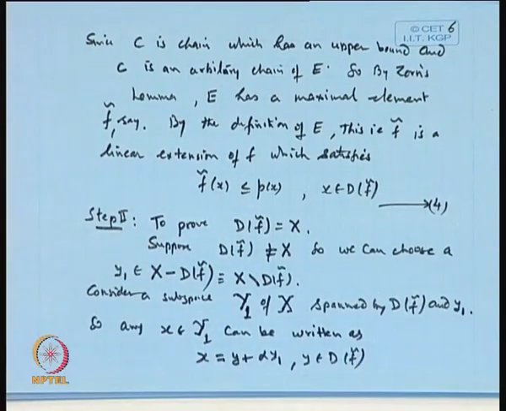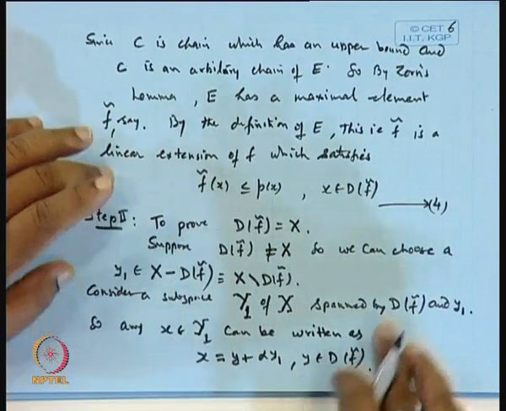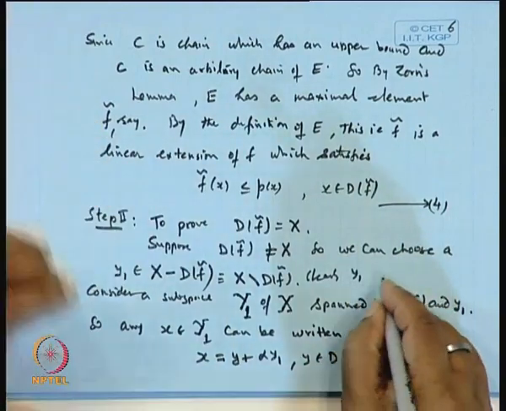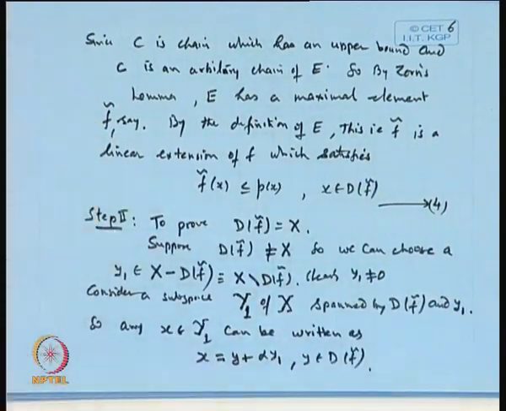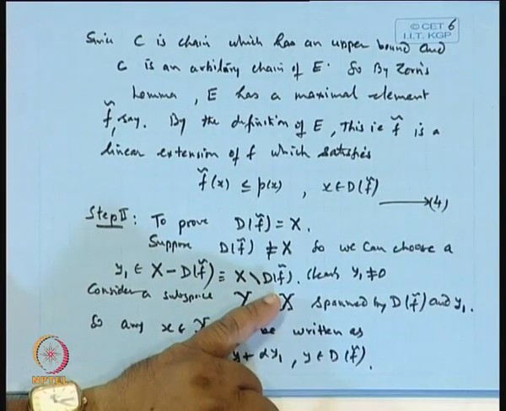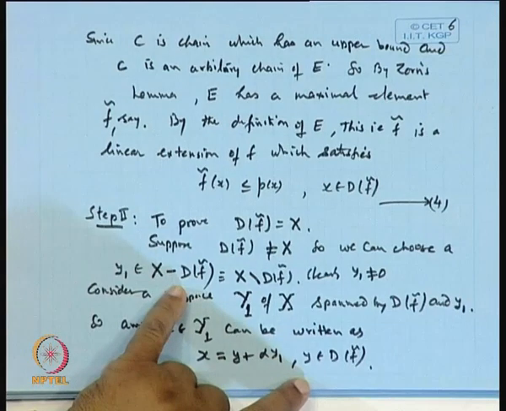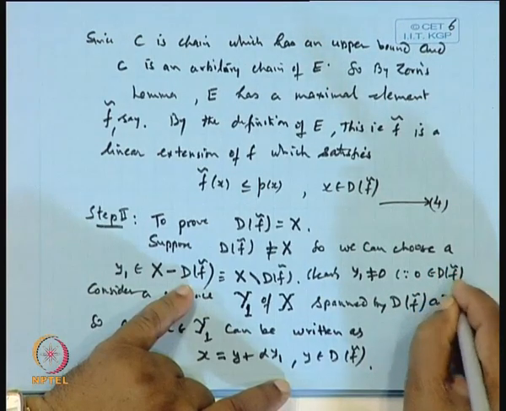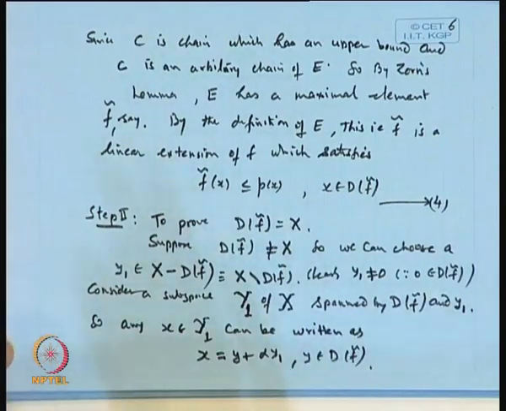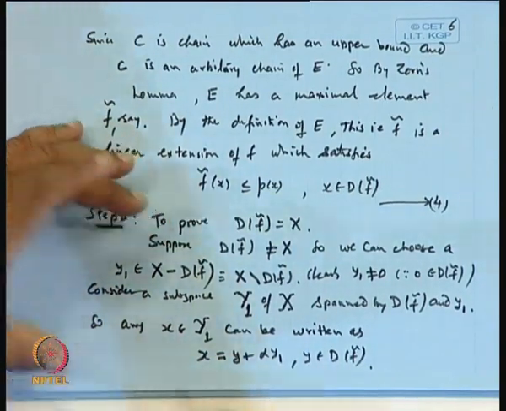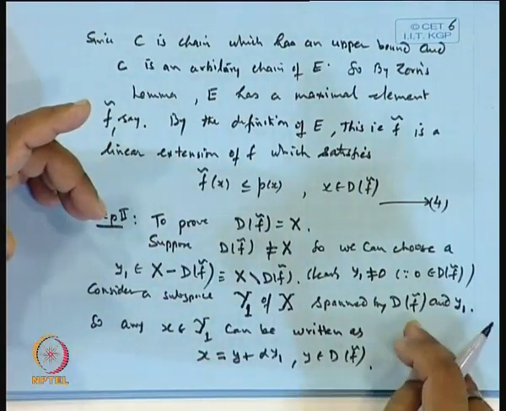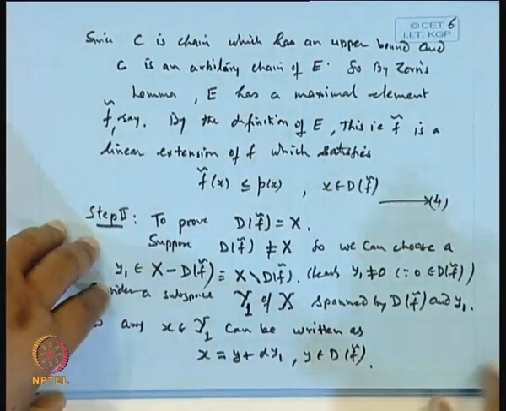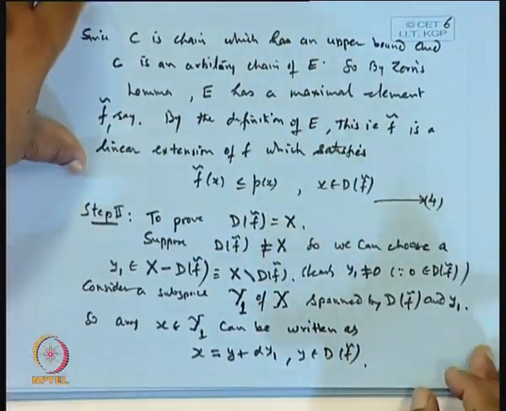Now, one more thing: clearly this y1 is not equal to 0. Why? Because the domain of F delta contains 0, and y1 is a point which is not in the domain of F delta. The domain of F delta is a vector space and it contains the 0 element. So y1 will be different from 0. So let us take the subspace generated by the domain of F delta and y1, that is, the span of the domain of F delta and alpha y1.